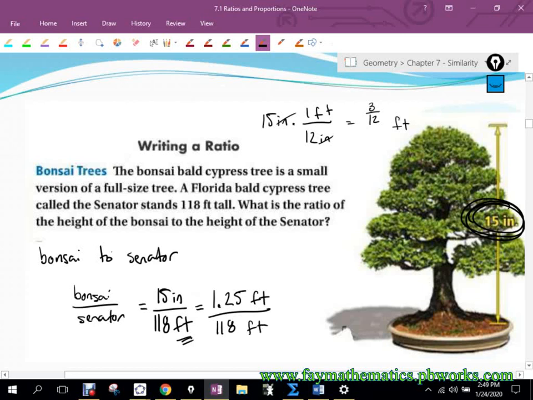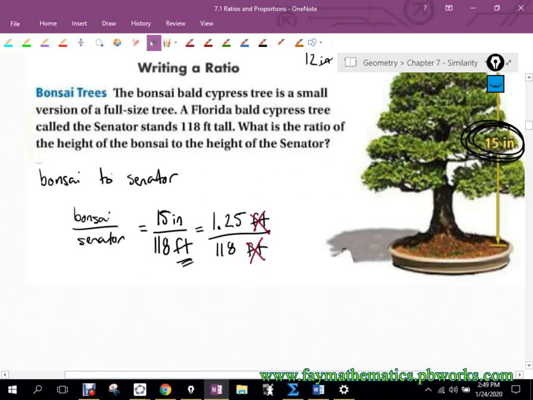Does that kind of make sense to everybody? If I do it that way, the feet are going to cancel out. So the ratio that they're looking for here is 1.25 over 118. Now that's provided we changed everything to feet. Let's do this. Let's change everything. It's just because I like to multiply better than dividing.